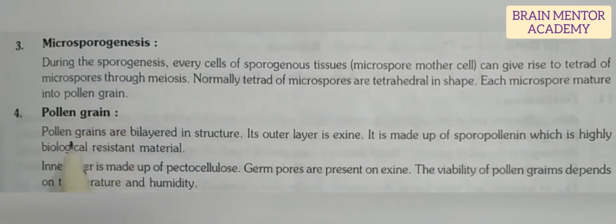Now, pollen grain. Pollen grains are bilayered in structure. Its outer layer is exine. It is made up of sporopollenin, which is a highly biologically resistant material. The inner layer is made up of pectocellulose. Germ pores are present on exine. The viability of pollen grains depends on temperature and humidity.